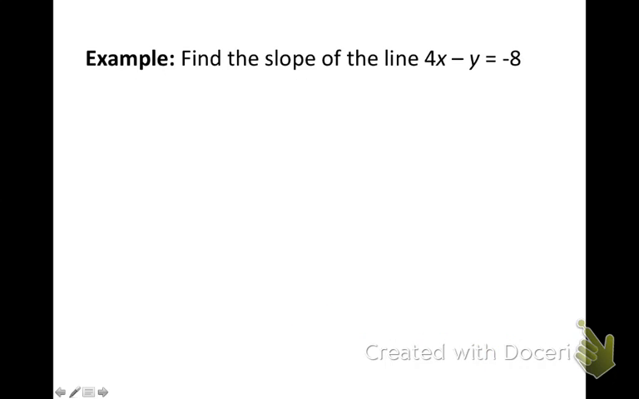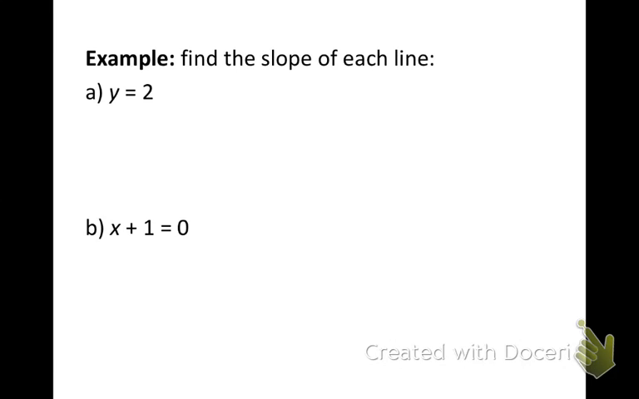Can you find the slope of a line by putting it into y equals mx plus b? Yes. What would be the slope of the horizontal line y equals 2? 0. So horizontal lines have a slope of 0. If you only had an x variable in your equation, then our slope would be undefined, right?